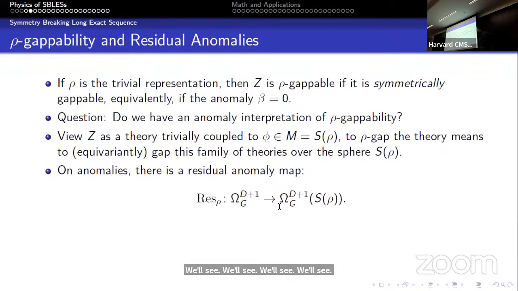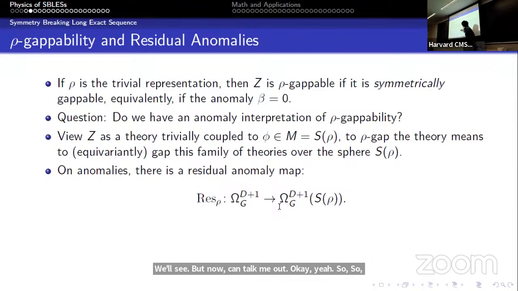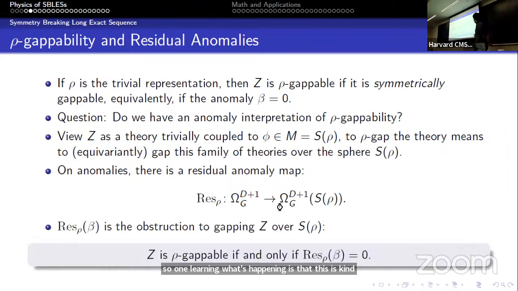So what's happening is that this pullback map, we call it the residual anomaly map. Remember that our original theory has an anomaly that lives in here. When I apply beta, I get the anomaly of this uniform family, and this is precisely the obstruction to gapping Z over this. Another way to say that is Z is row gappable if this residual anomaly vanishes.